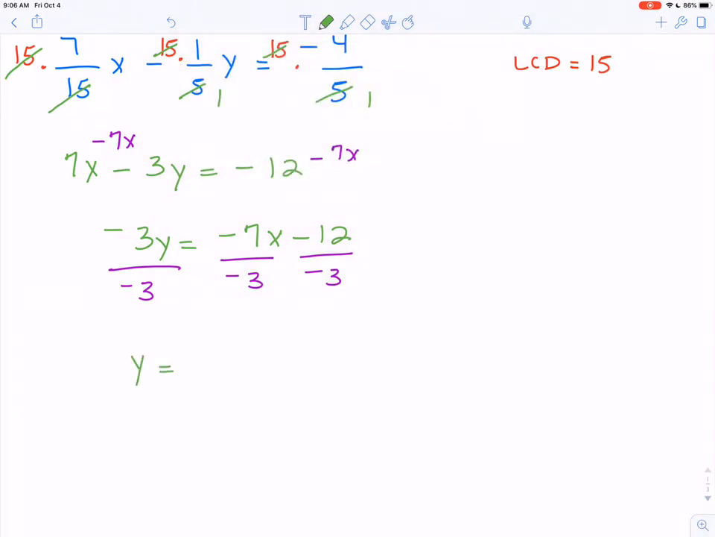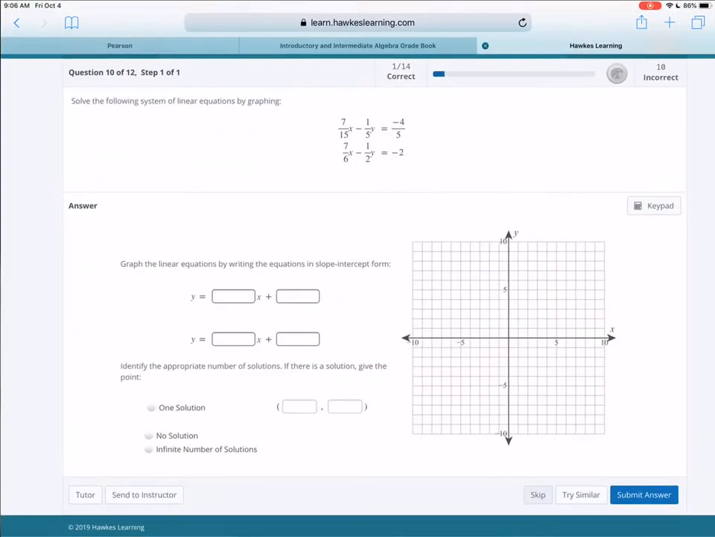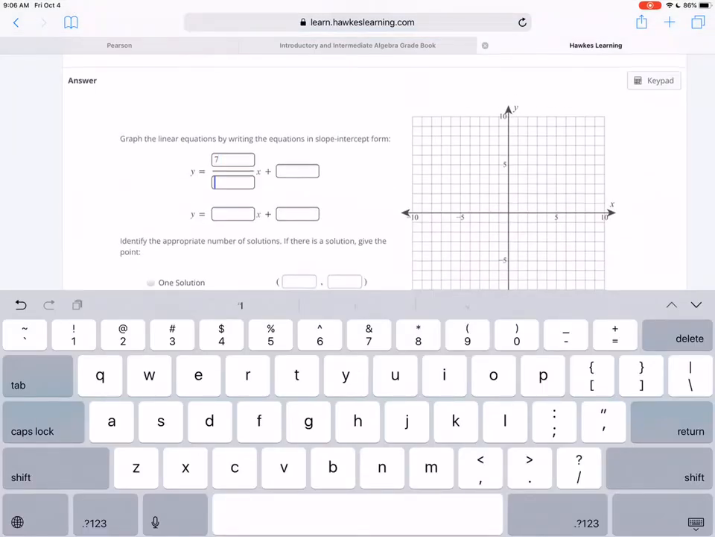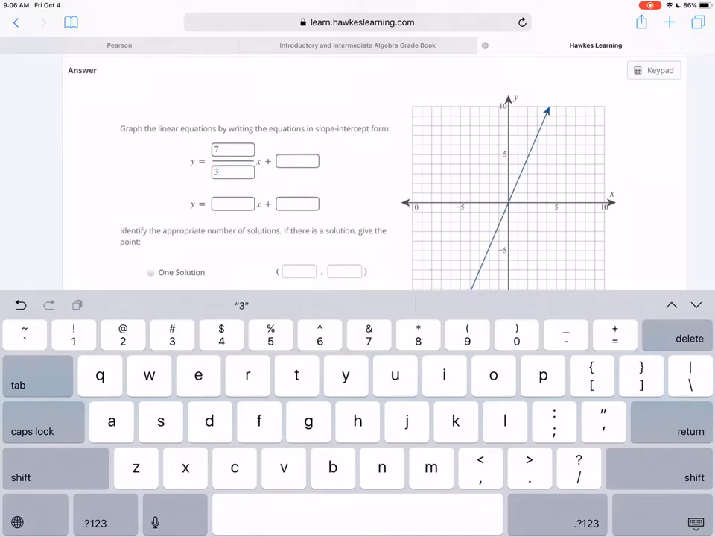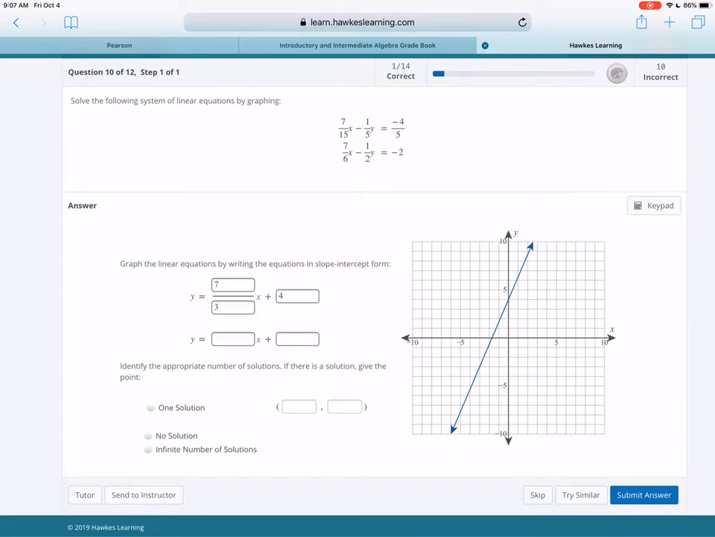y equals, now, negative 7 over negative 3, that becomes positive 7/3. That's my coefficient of x. That would be my slope. And then negative 12 divided by negative 3 is going to be a positive 4. So my slope-intercept form is what I'm going to use to graph. So right in here, I'm going to have 7/3 times x. My y-intercept is at a positive 4. So I've graphed my first line.